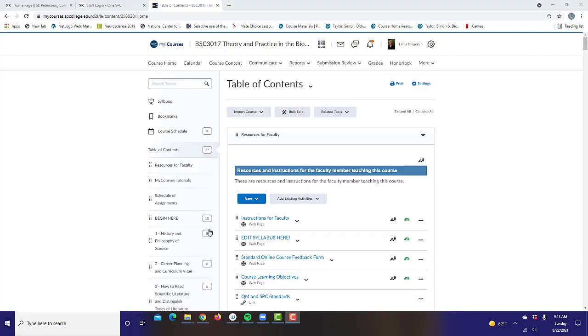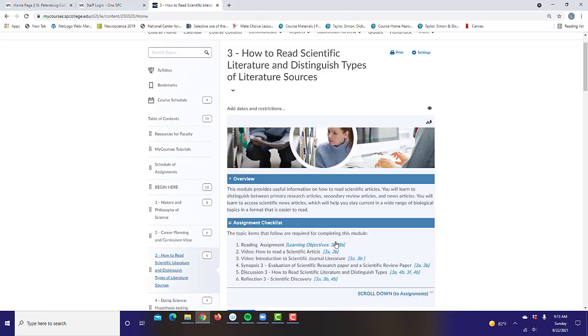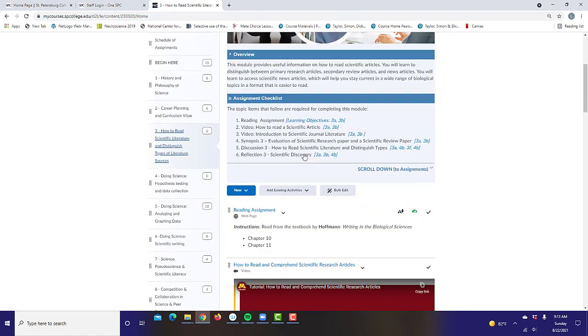From our course home, we're going to go to week 3. You can see your assignment checklist up here. This week is about learning how to read and understand scientific articles and the different types of scientific articles. Chapter 1 that you have previously read goes over some of the different types of scientific writing. And if you go back and look at that, they talk about review papers and research papers and news articles. And those are some of the things that we're going to be focusing on this week. Those types of things will be discussed in chapters 10 and 11.